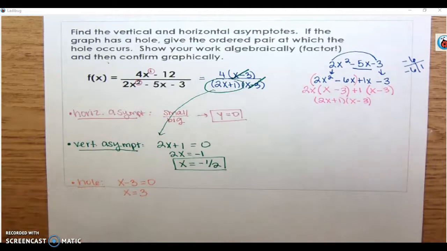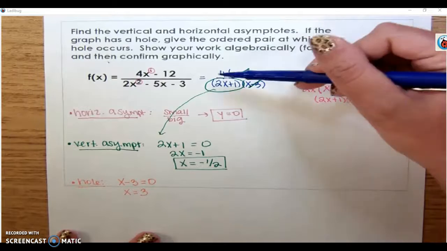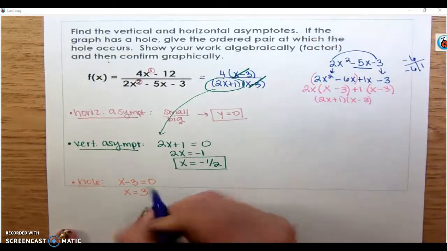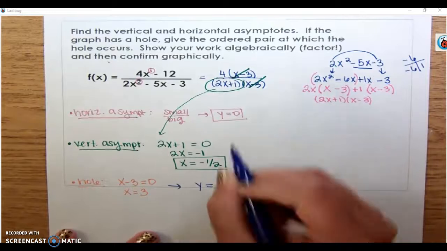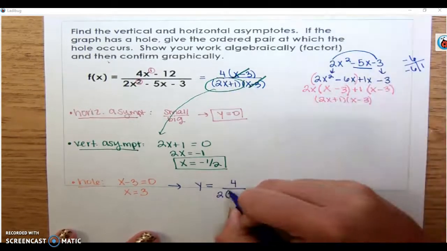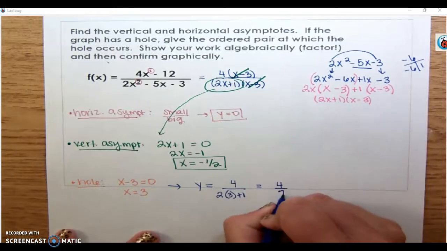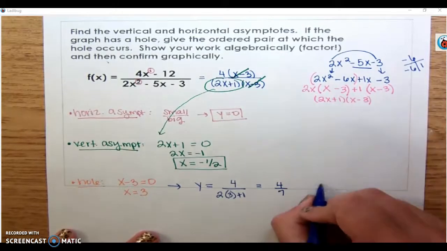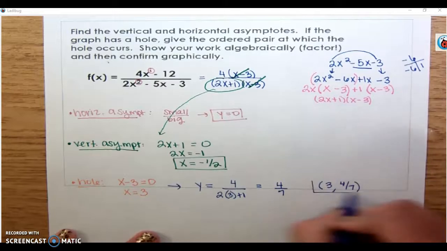But we want to get the ordered pair for the hole. So we're going to take that x value and plug it in to what we didn't cancel out. So the 4 over the 2x plus 1 to get our y value. So we're going to have 4 in the numerator. 2 times, instead of the x there, we're going to plug in our 3, and then plus 1. So we have 4 over 7. So we have a hole at the ordered pair 3, 4 sevenths.